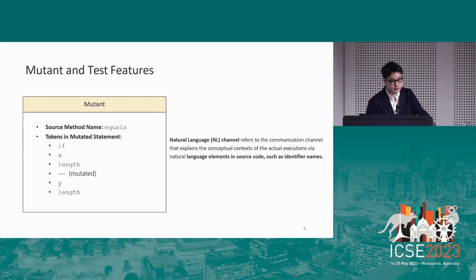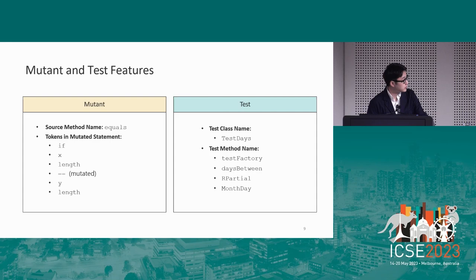Our first feature for a mutant is the source method name that contains the mutant. However, the mutants in the same method will have the same name. To distinguish them, we also use the tokens of the mutated statements, as well as the mutation operators.